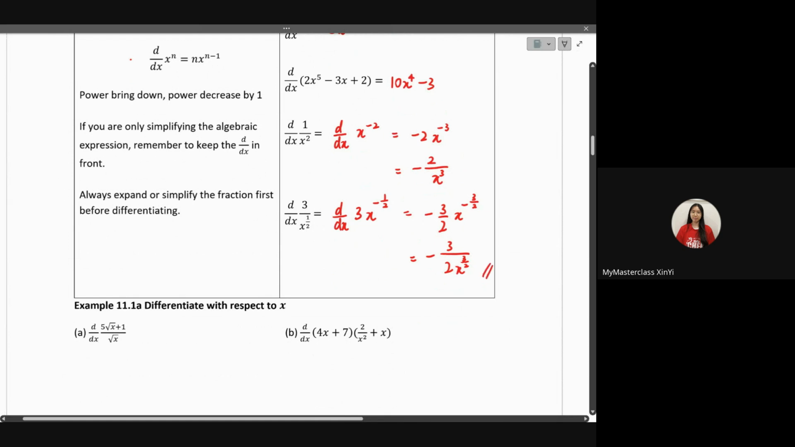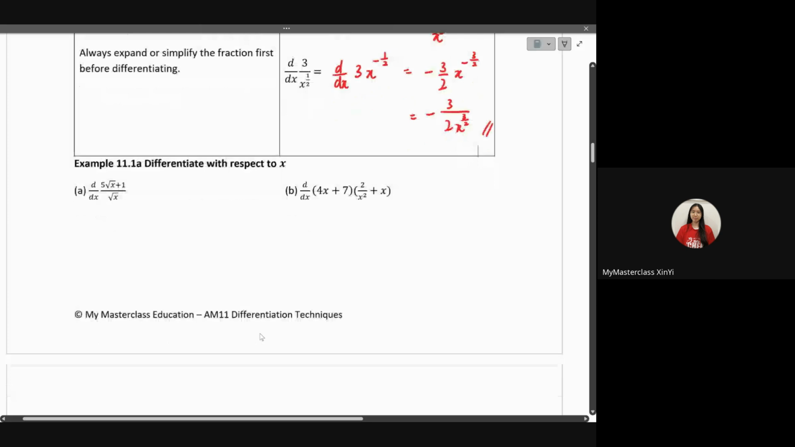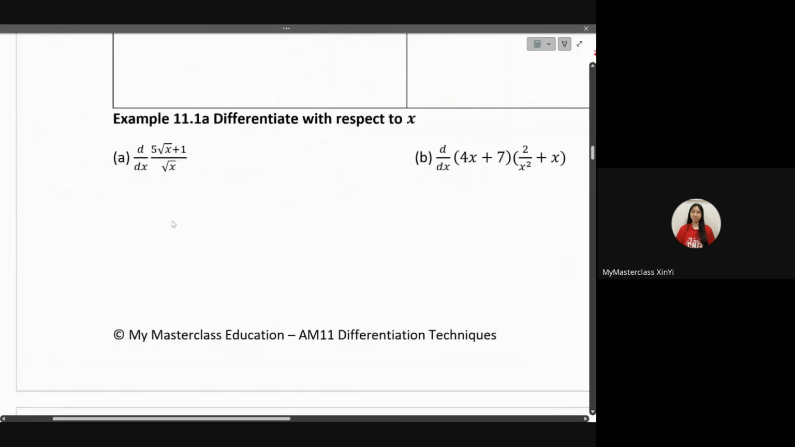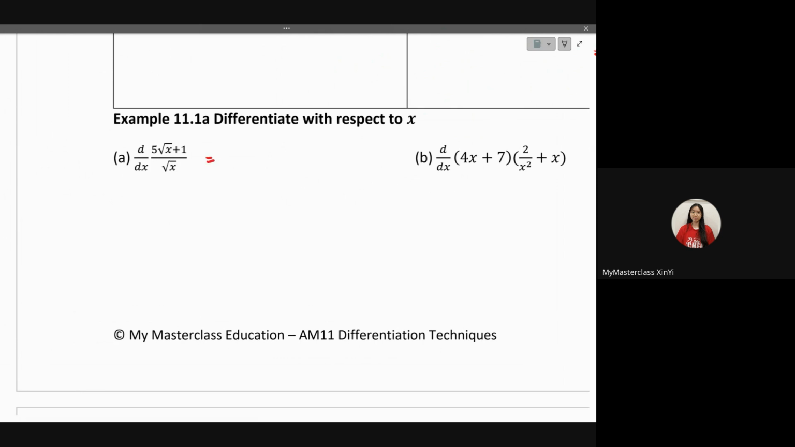So far you only learned the power rule first, right? Now for this one, again, if you have just one single term at the denominator, simplify what you can first. Separate them out, because you don't know the quotient rule yet. I cannot deal with a fraction like this. Separate them out into individual single terms. So this one becomes differentiating with respect to x: 5 root x over root x, I split them up into two different terms, plus 1 over root x.